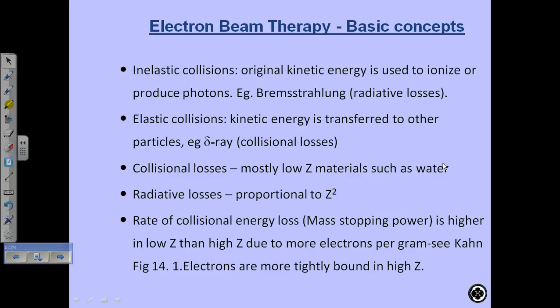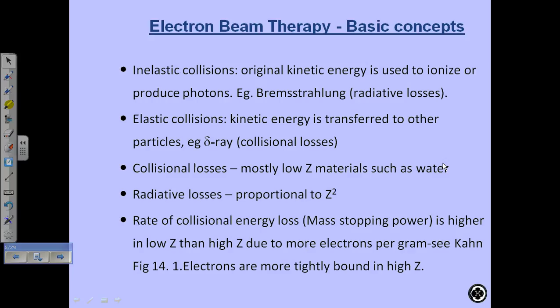Collisional losses occur mostly in low Z materials such as tissue and water. Radiative losses are proportional to Z squared. So if the material has a high Z, it's going to have more radiative losses. The rate of collisional energy loss, or mass stopping power, is higher in low Z materials than in high Z materials due to more electrons per gram. See figure 14. Electrons are more tightly bound in high Z materials.